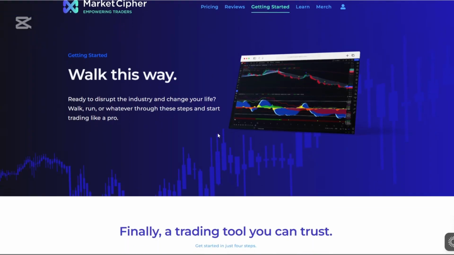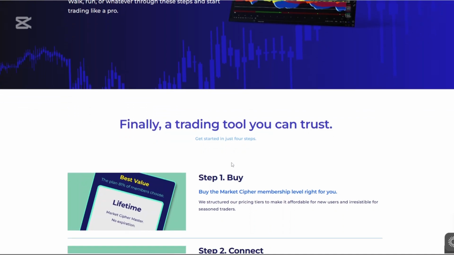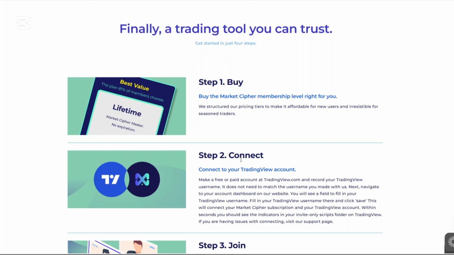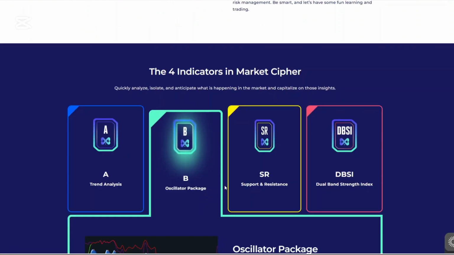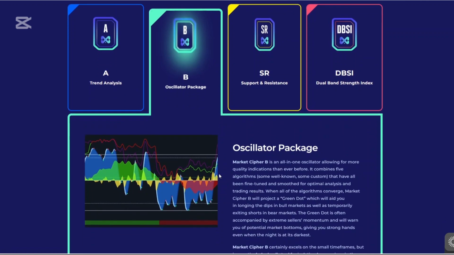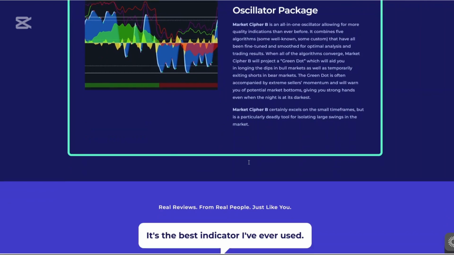In short, Market Cipher's strength lies in the simplicity and clarity that it provides. The indicators are designed to be straightforward, providing clear signals without overwhelming the trader. The integration of multiple algorithms into singular indicators like Market Cipher B allows for a consolidated view of market momentum.